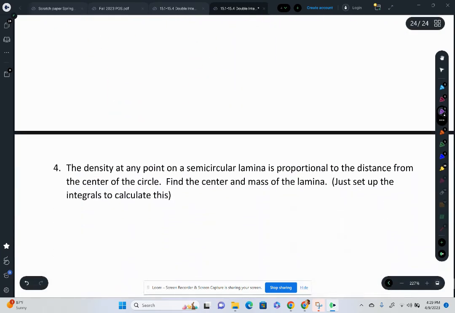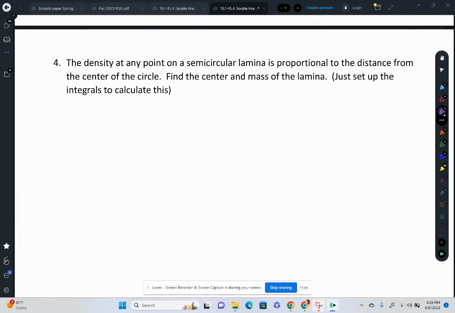The next problem is another center of mass problem. And I think I wrote "and" instead of "find". Find the center of mass of the lamina. Okay, and we're just going to set up the integrals to calculate it.